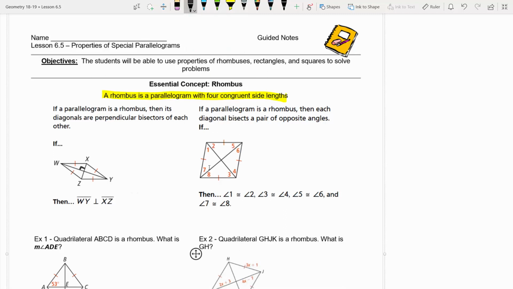The second thing that we know about rhombuses or rhombi is that each of the diagonals bisects a pair of opposite angles. So if I were to draw in my diagonals to this rhombus, 1 and 2 would end up being the same thing. 3 and 4 would be the same thing. 5 and 6 would be the same thing. 7 and 8 would be the same thing. So we end up with 4 sets of bisected angles. These would be bisected up here, and so on and so forth. So those are 2 more specific things that are true just about rhombuses.